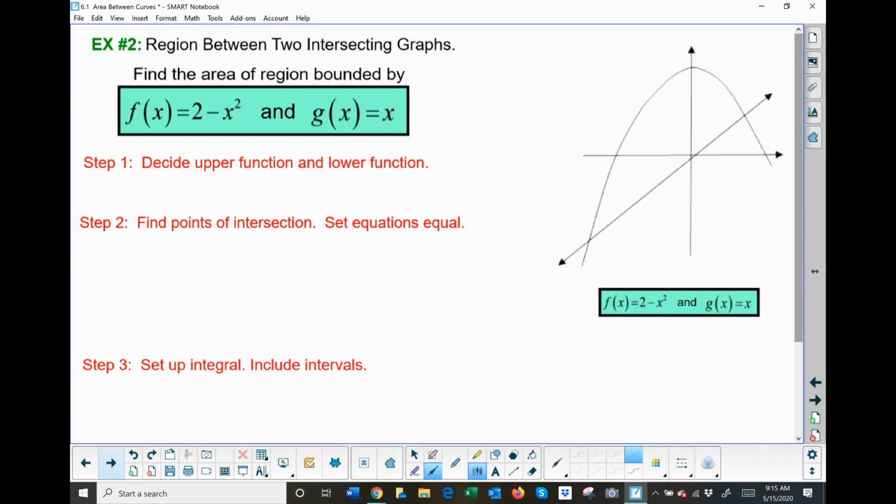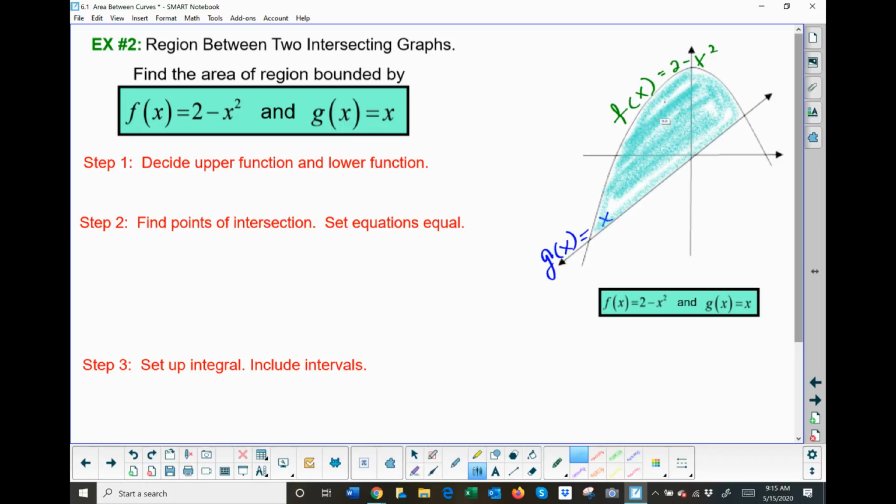Okay, example 2, I see once again we have a quadratic facing downward and the line g of x equals x. So let's just identify our functions. There's g of x equaling x, and then I have function f of x equaling 2 minus x squared. The region we're going to be calculating for area, let's shade that in, so make sure that you understand what we're after. We're going to get this region between the two curves.